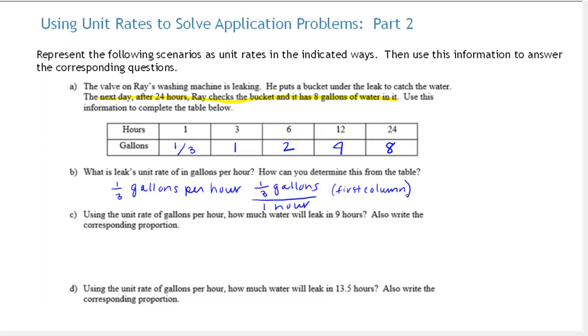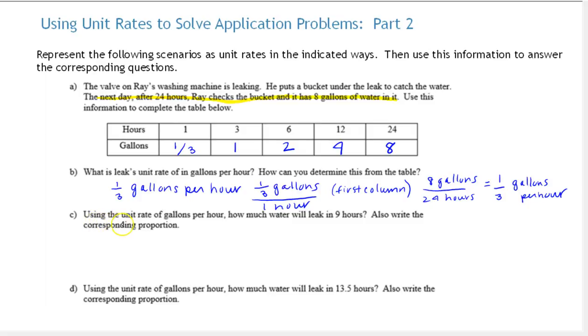Okay. I'd like to add here, just looking at the original information, we could find the unit rate by simplifying with the original numbers we were given. It's 8 gallons in 24 hours, and 8 over 24 simplifies to 1/3 gallons per hour. Okay, so I wanted you to see these patterns, but we can also find that unit rate more directly.